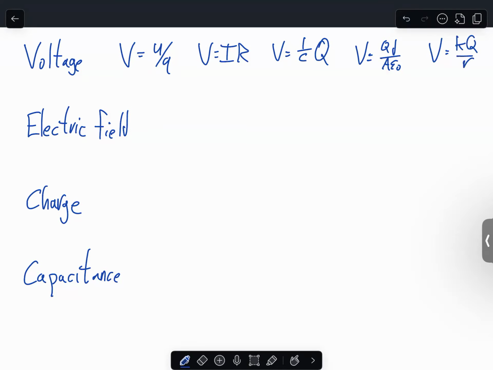Is there another one? Electric field. Oh, right. Voltage is change in electric field per change in position. Look, 6 different things about voltage. And there are going to be things about field and charge and capacitance.